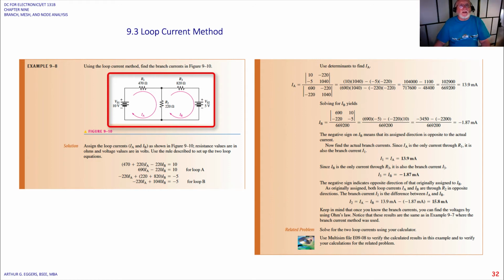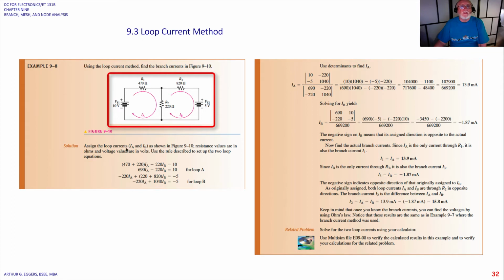Let's take a look at an example then of the loop current method. In the loop current method, you can see we've got two loops that have been identified here. We've identified the direction of the current by way of the polarity on the battery. So using the loop current method, we're going to find the branch currents for the schematic.